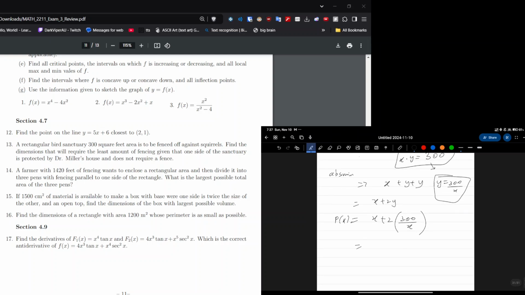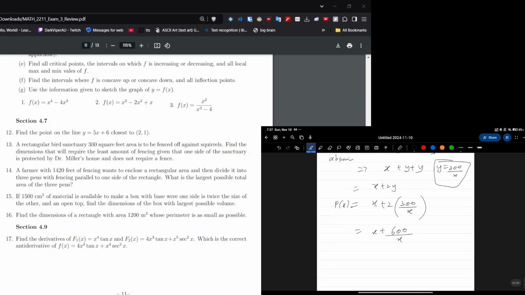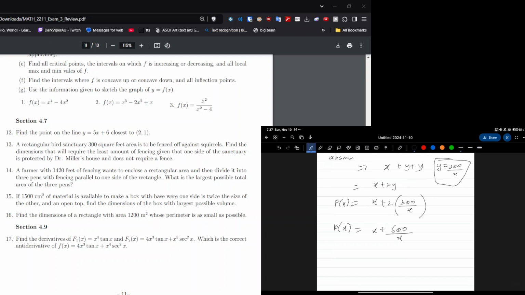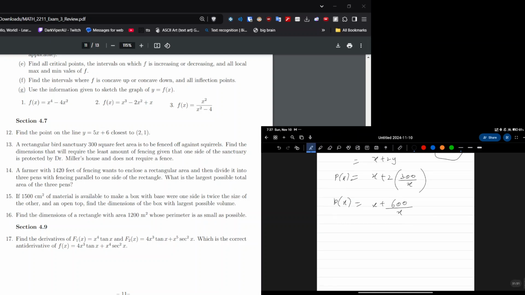Now, what we need to do is, let's just first simplify it. And let's find the derivative of this. So we need to find the absolute minimum. How do we find the absolute minimum? The first derivative test.